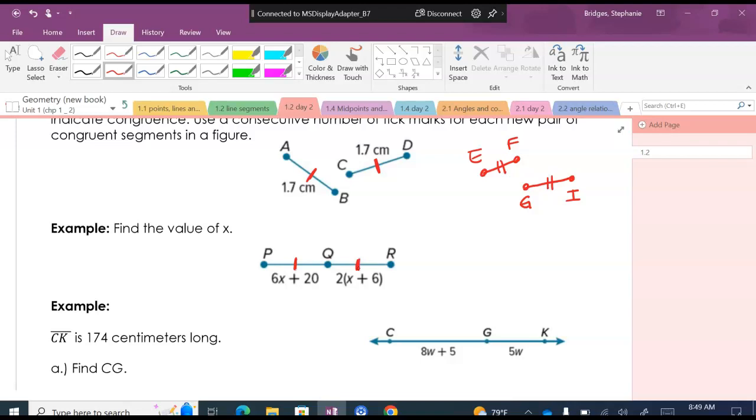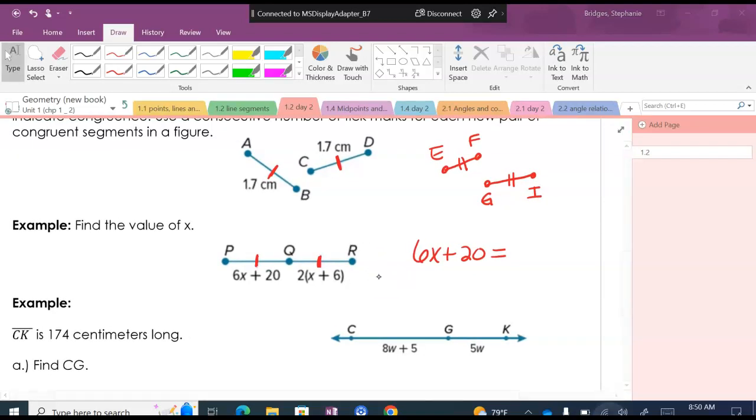Look at your picture. What is the length of PQ? What does it have it labeled? 6x plus 1. Okay. And if they're congruent, that means their lengths are what? Exactly the same, which means what in math? What symbol uses exactly the same? Equals, yeah. And it is equal to the length of QR. What is the length of QR in our picture? 2 parentheses x plus 6, yep.